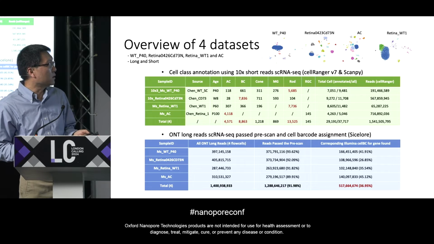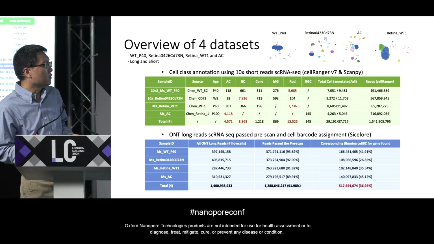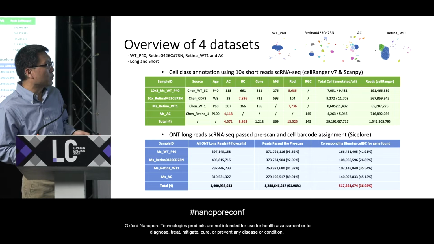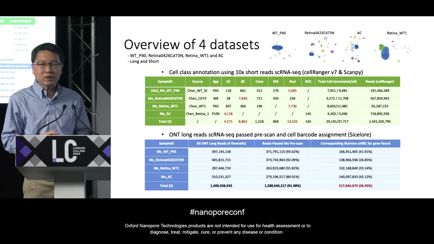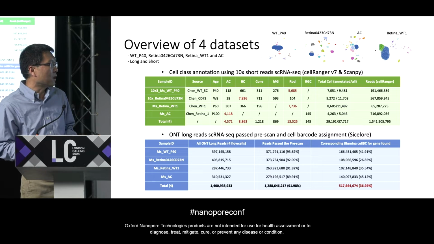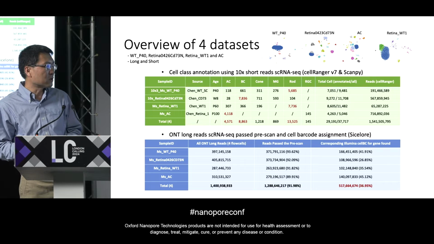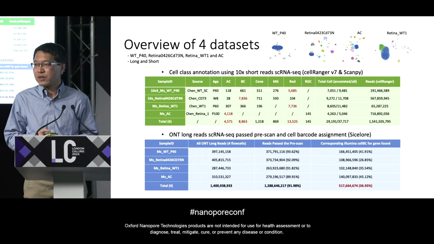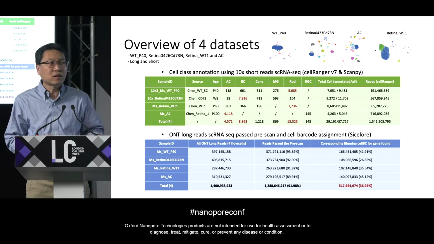So here's the data set. The upper table is the short reads, and the table here is the long reads. For the long reads, across both libraries, we generated about 1.5 billion reads from these 4 libraries, covering about 20 to 30,000 cells. The interesting thing is that after the pipeline, only 37% of long reads could be assigned to a UMI and to a cell. There's a lot of loss there.